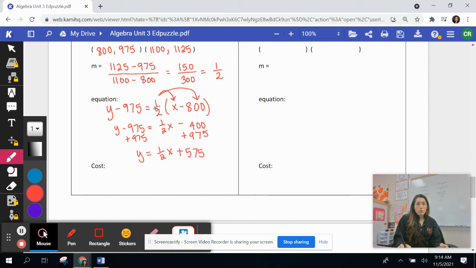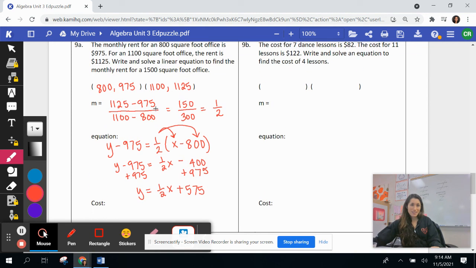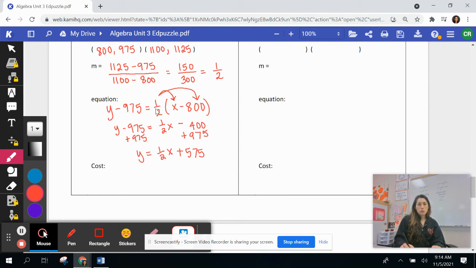Okay, so we want to know the cost. So we want to know the value for y when our x here is 1,500 square feet. So we're going to do y equals 1/2 times 1,500 plus the 575. Half of 1,500 is 750. And then we're going to add 575 to that. And that's going to be a total cost of $1,325.